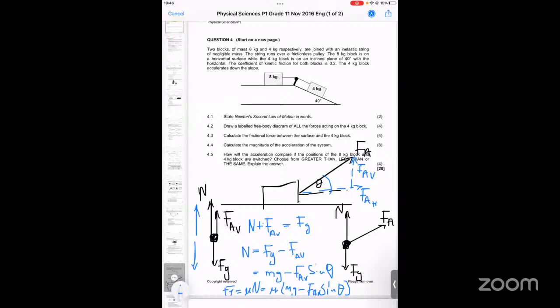So don't just always assume that the frictional force formula is mu normal force. No, it's not fixed like that. It depends on the situation. You must know all the upward forces and all the downward forces. They must balance. After balancing, you make N the subject of the formula.